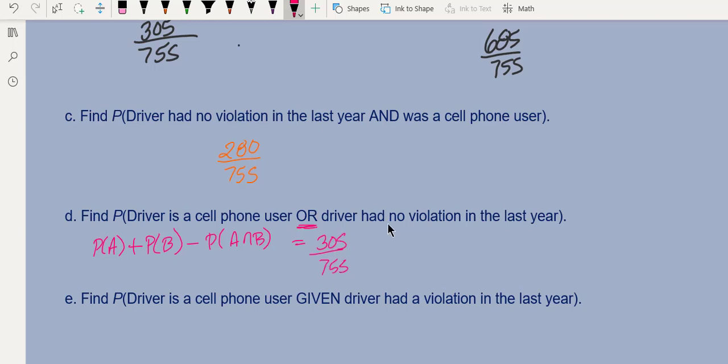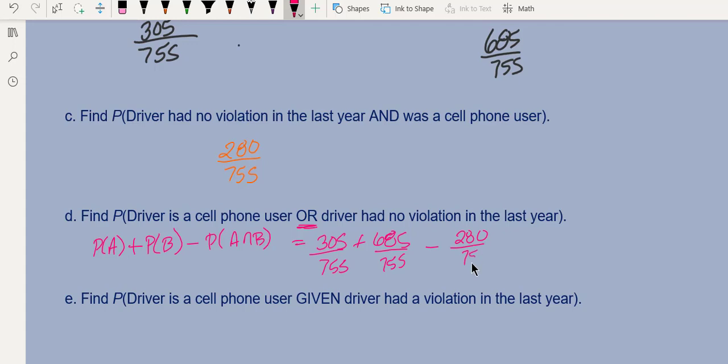The probability of a driver with no violation last year was 685. That would be your probability of B, right? Minus the probability that the driver had no violation and was a cell phone user, which would be 280.